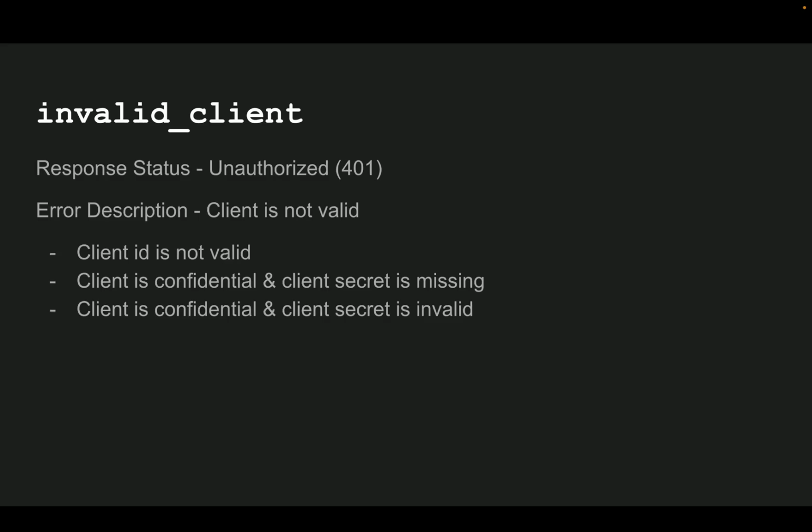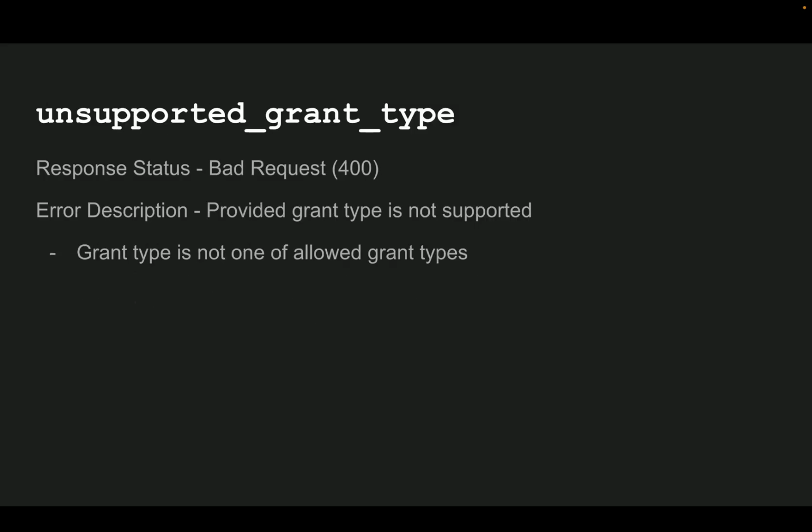So when client ID is not valid, or when the client is confidential but the client secret is missing from the request, or the client is confidential, its client secret is in the request, but that client secret is not valid. Another error code is unsupported grant type, and with this code, the response status should be 400 bad request. This is used when the grant type is not one of the allowed grant types.